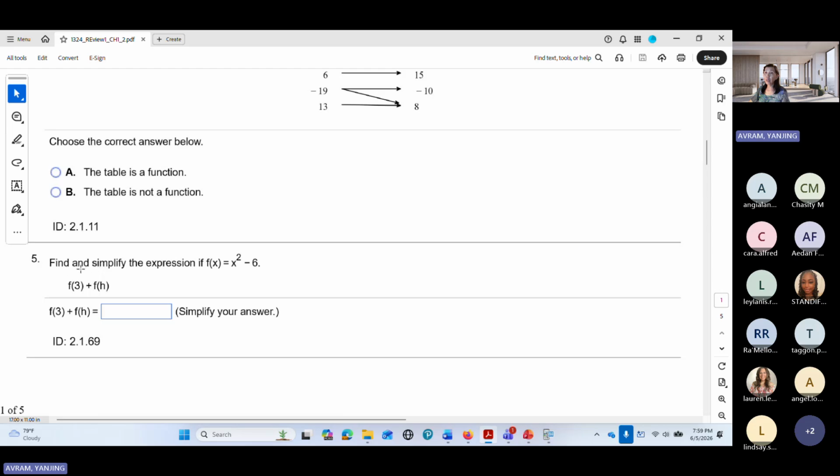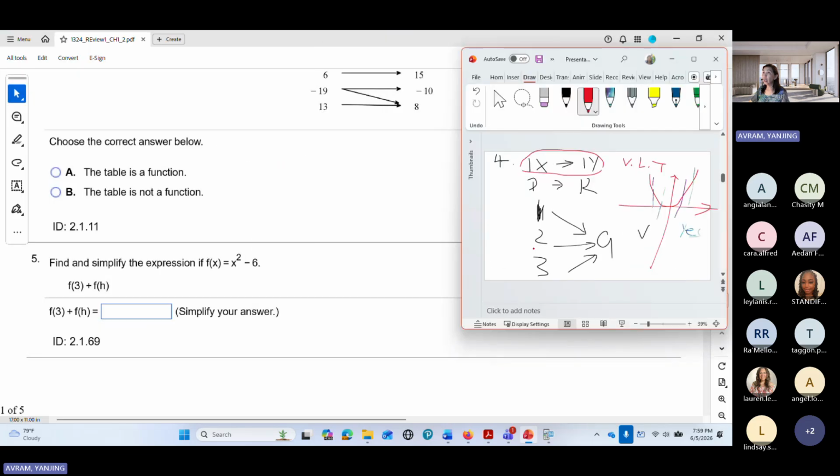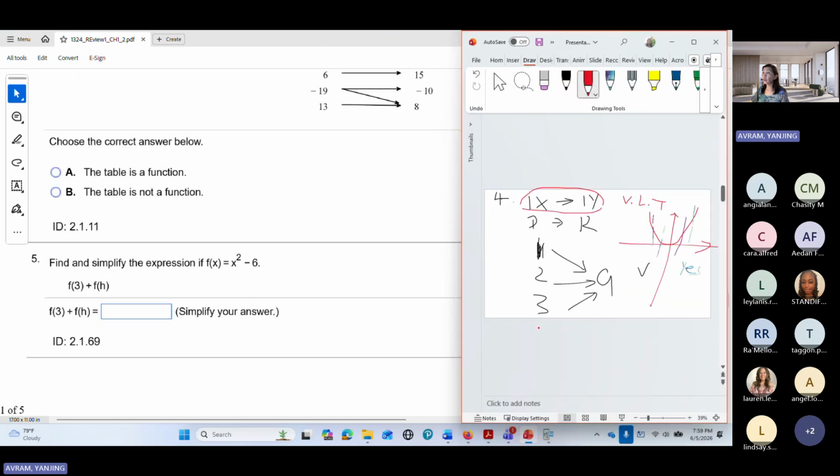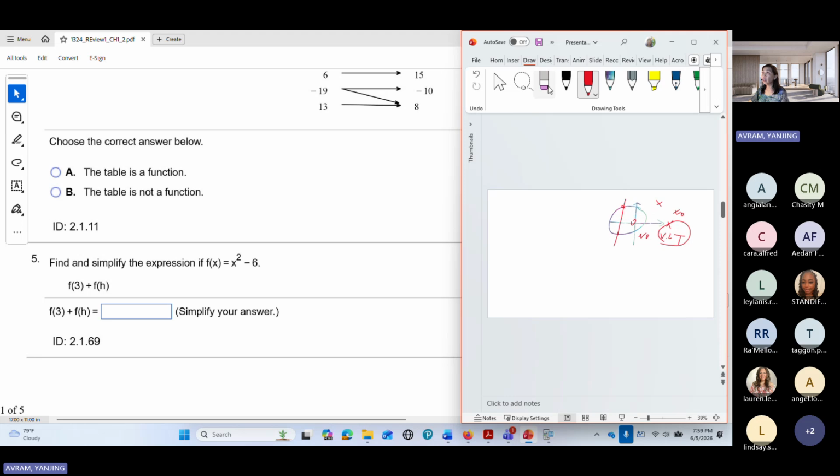Number 5, find and simplify the expression in here. We learn the function notation for chapter 2. So we use f instead of y, right? If I have y equal to x plus 1, that's the equation. And I can write this whole thing in function notation using f of x. So f of x equals x plus 1 in here. That means f of x is exactly equal to y.